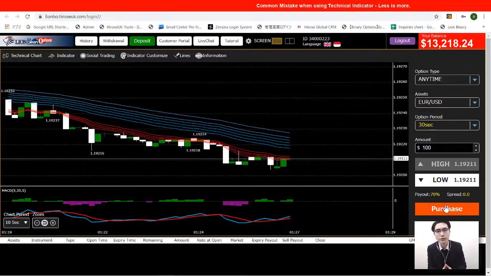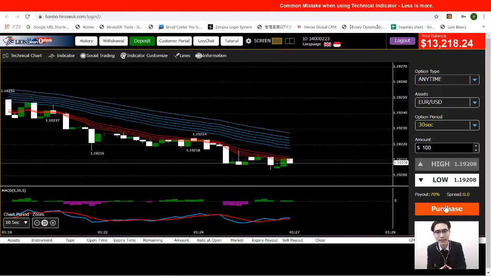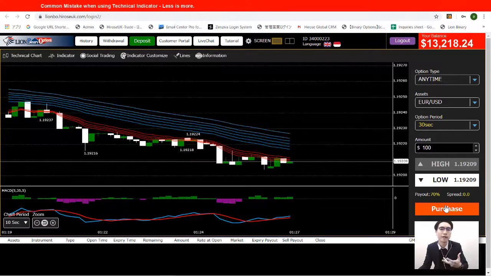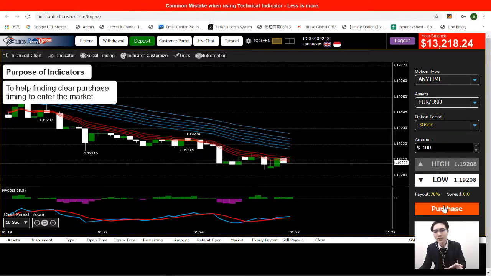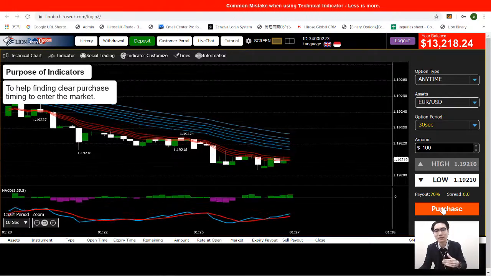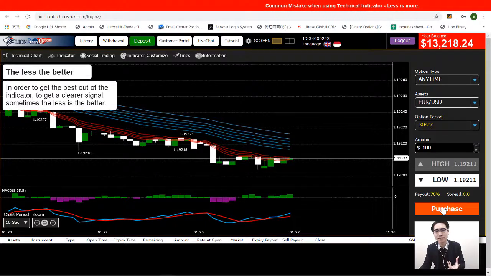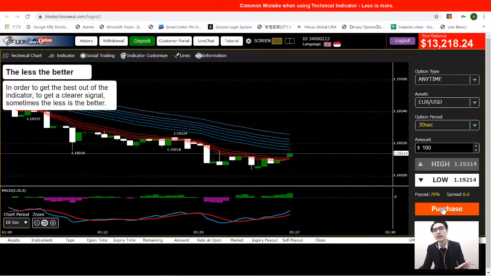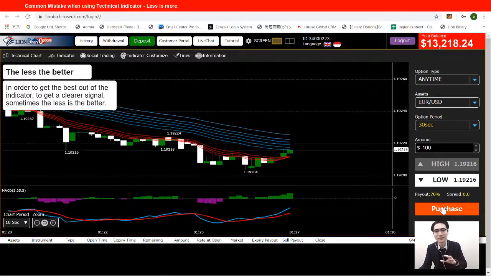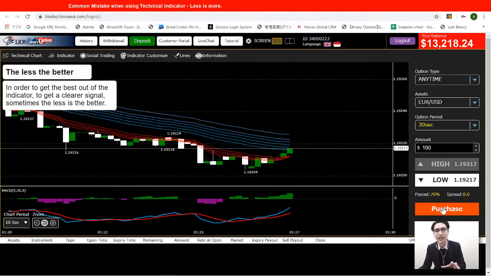The point of using technical indicators on your chart is that you want to find a better purchase timing. So sometimes the less the better. You see that I'm only using the GMMA here as a main technical indicator. So the chart looks really clean here. So there is no confusion. All I need to look at is just the compress and the expand of the red line, and then I just need to see the relationship between the blue lines and the red lines. So there is no extra, unnecessary information on my chart.